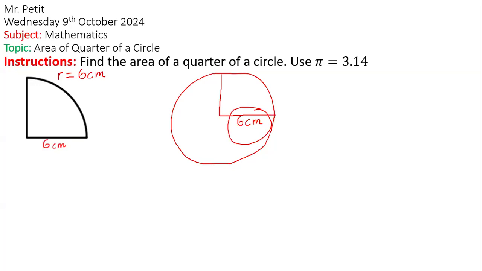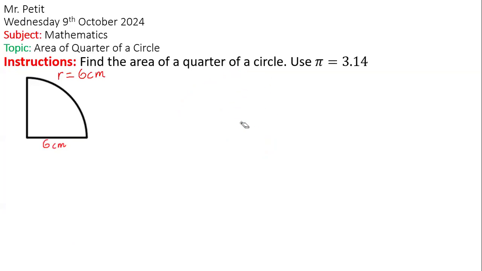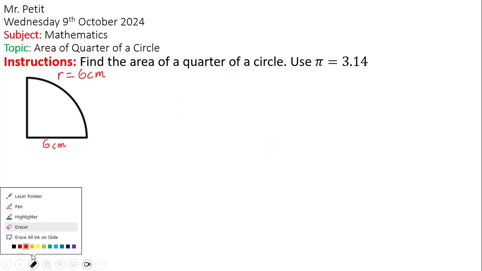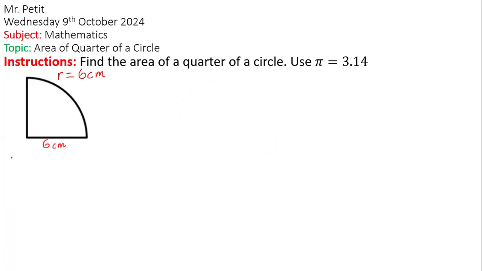Okay, so if that's the case, we should be able to easily find the area of this quarter of a circle. The full circle would be, in terms of the diameter, 6 times 2, which is 12. Now the formula is what? Pi r squared divided by 4.